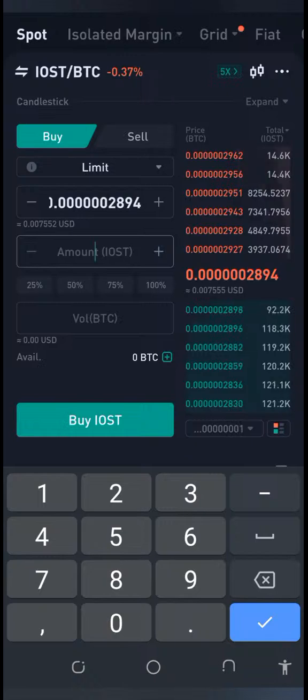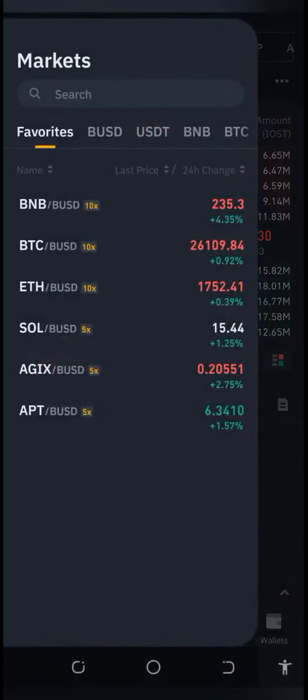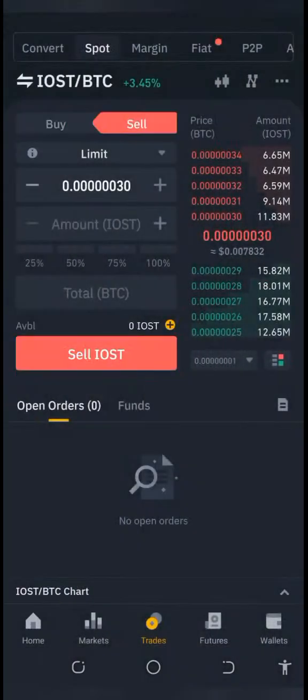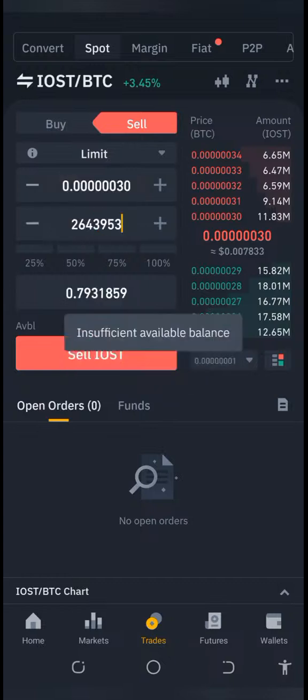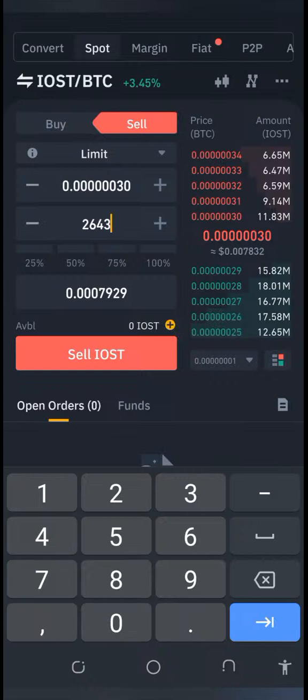So let's run over to Binance quickly. And yeah, we're currently on IOST BTC. So now let's paste that in here. Now you can see what I'm talking about. So you have to delete the last 3 digits, which was after the decimal point. So we were able to get 0.007929. Looks like that's good.